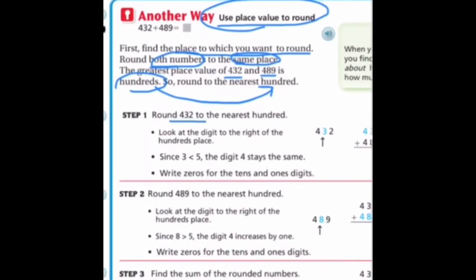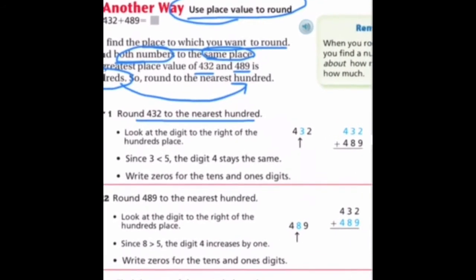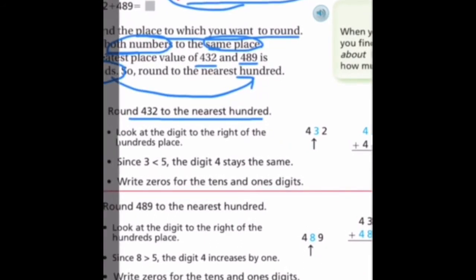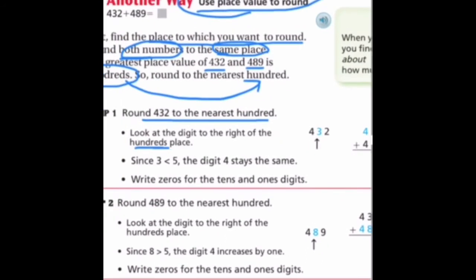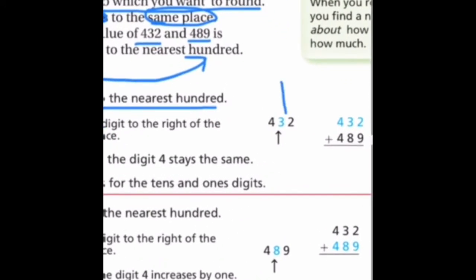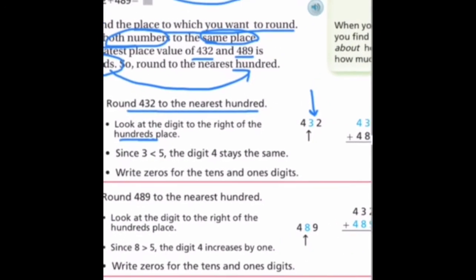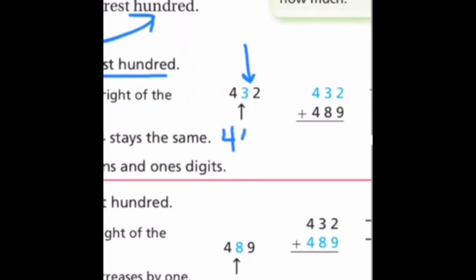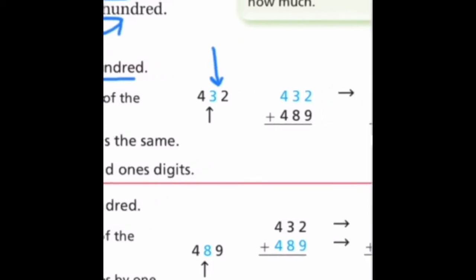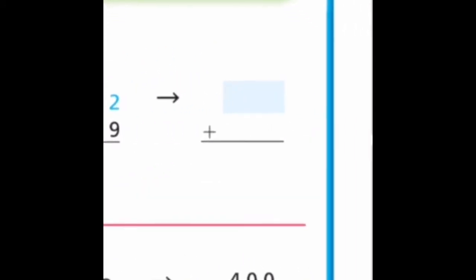So step one, rounding 432 to the nearest hundred. Look at the digit to the right of the hundreds place. Okay, so that's going to be right here. Since 3 is less than 5, the digit 4 stays the same, right? So remember, if the tens was in the 50s or higher, we would round up. But it's not. It's lower than 50. It's 30s. So we're going to keep our 432 as 400.